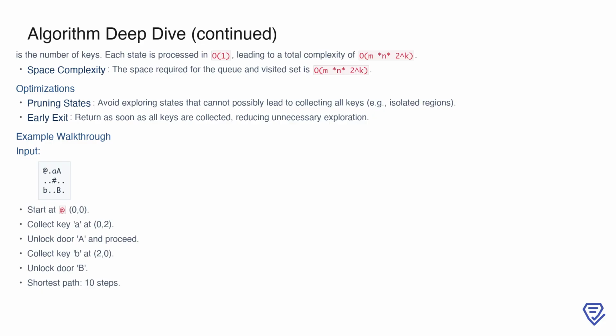For example, in the grid, the player starts at the start position and moves to collect key a. After unlocking door A, they proceed to collect key B and unlock door B, completing the task in 10 steps.